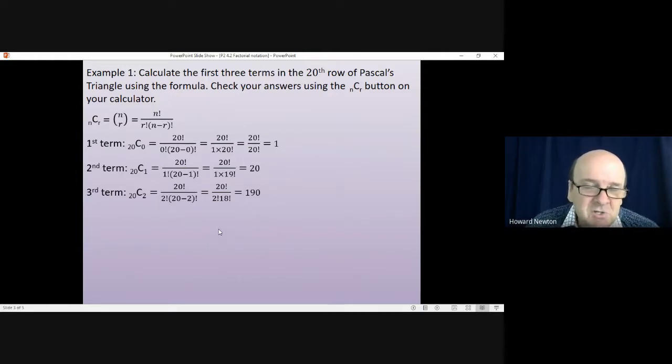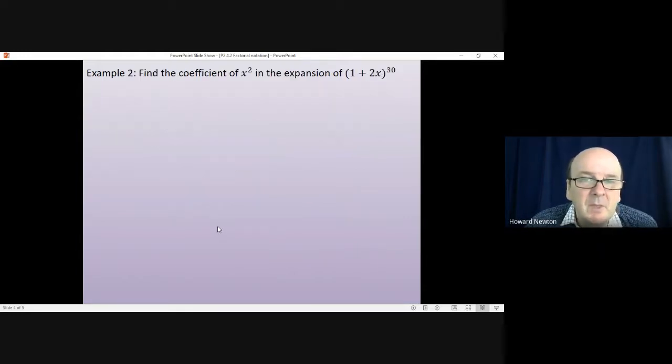Now, the application of all of this, which we're coming to, is the binomial expansion. And the binomial expansion deals with this sort of situation where you've got 2 things. That's what the bi means in binomial. So we've got one term here, which is 1. We've got a second term here, which is plus 2x. And then that bracket, we're going to calculate to the power of 30.